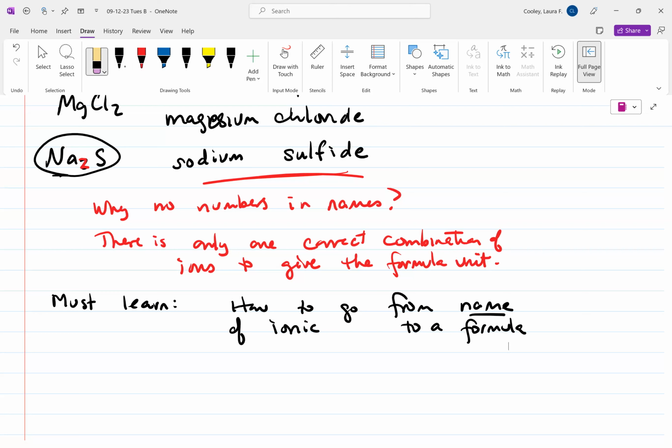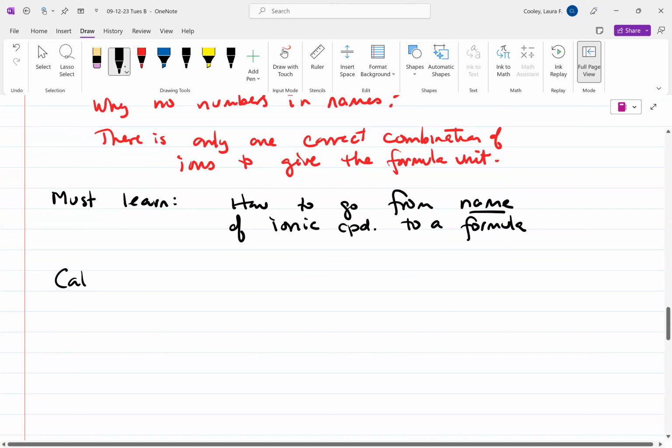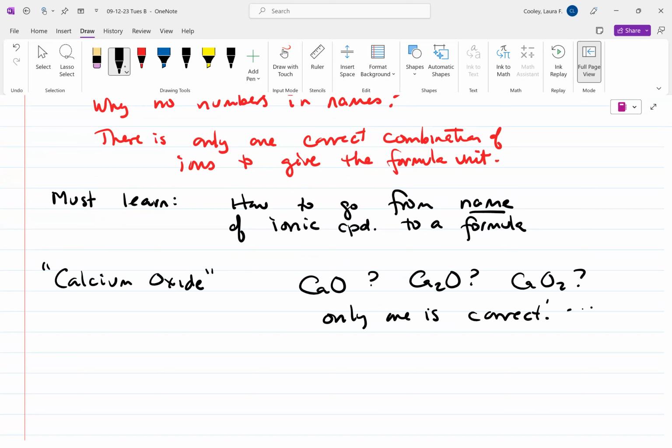CPD, as you see, that's my abbreviation for compound. Okay, so for example, if you have calcium oxide, what's the formula here? Is it going to be CaO, Ca2O, CaO2, something like that? Only one is correct. So how do you figure out which is correct?